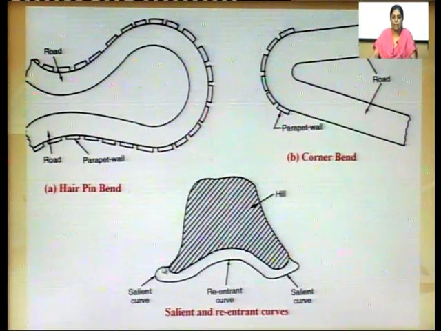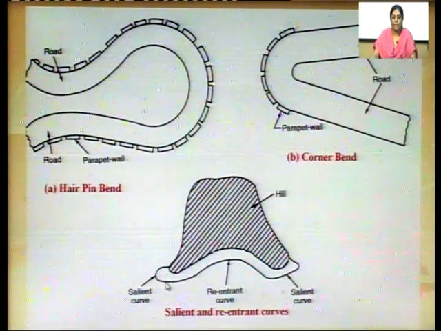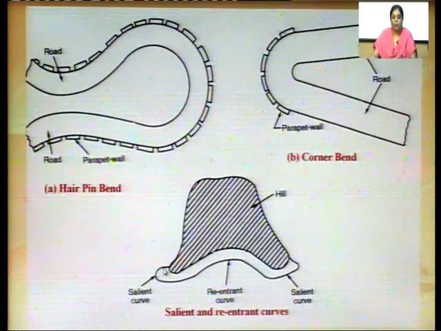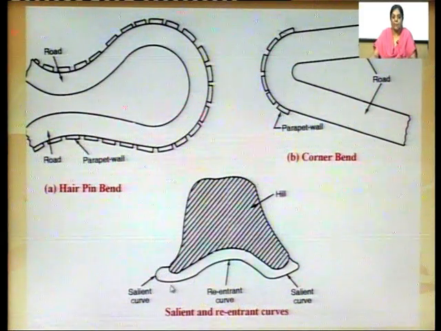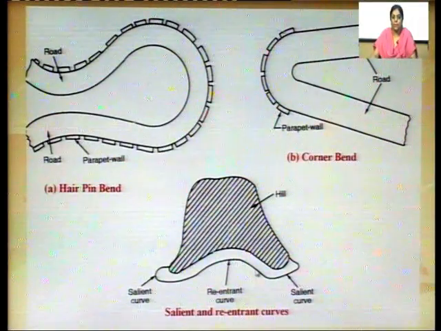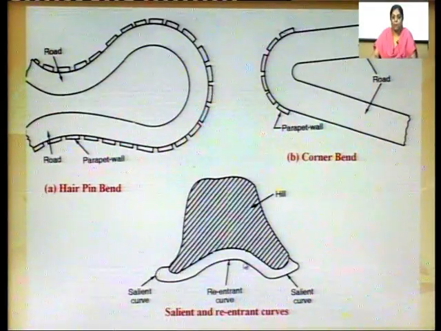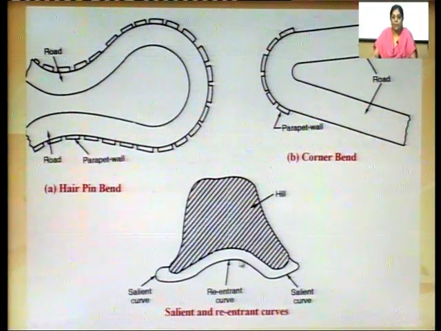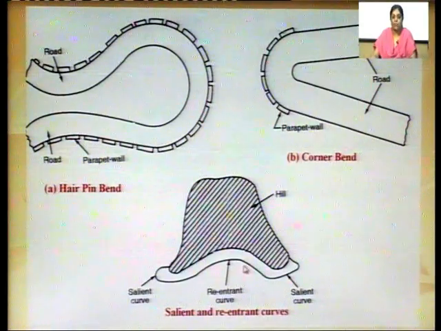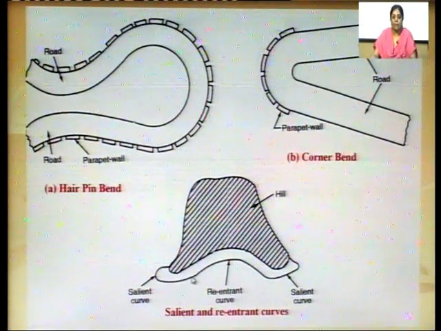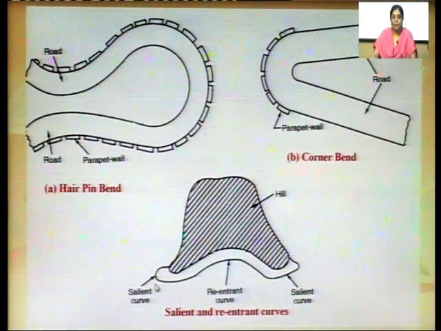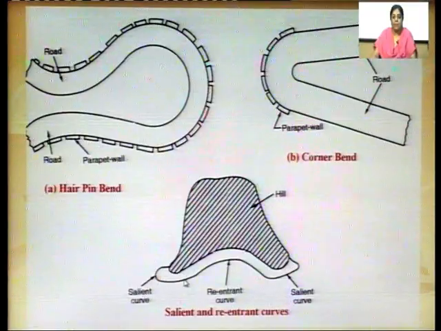Then here I was telling you about the salient curve and re-entrant curve. So, this salient curve is like this. This is convex outwards, and this is concave outwards. Look at this surface, this is concave outwards. So, the curve which is concave outwards is called a re-entrant curve, and the curve which is convex outwards, you can see here, is called a salient curve.